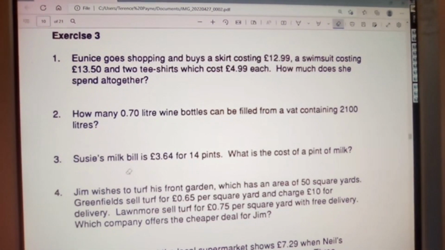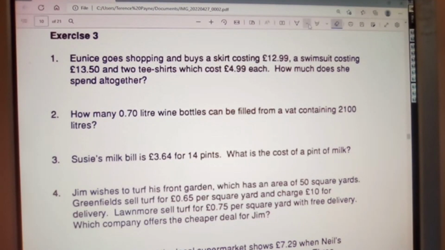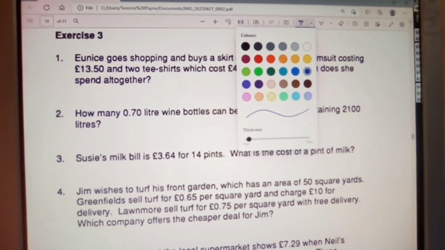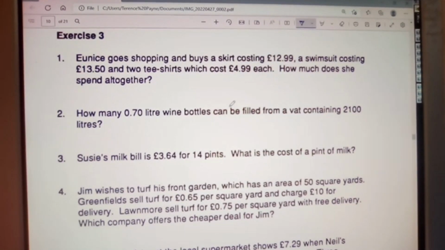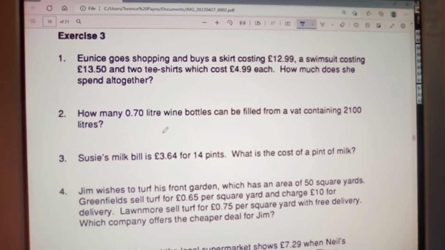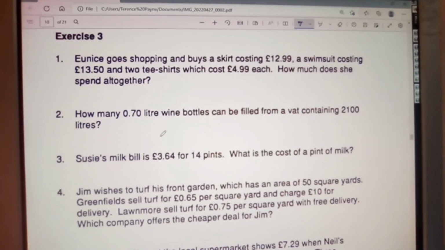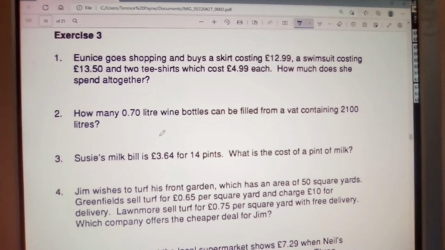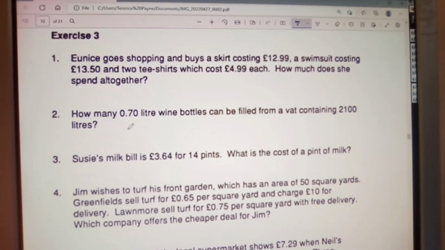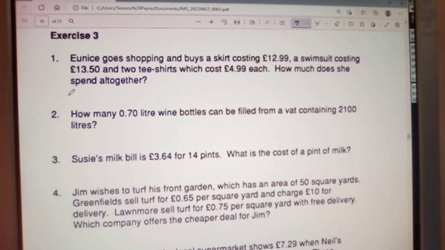Okay. Now we are looking at question 2, and hopefully question 2 is easier to deal with, well, quicker, hopefully. But if not, it doesn't matter, we'll still be dealing with it. How many 0.70 liter wine bottles can be filled from a vat containing 2,100 liters? This is the one we're going to be looking at now.